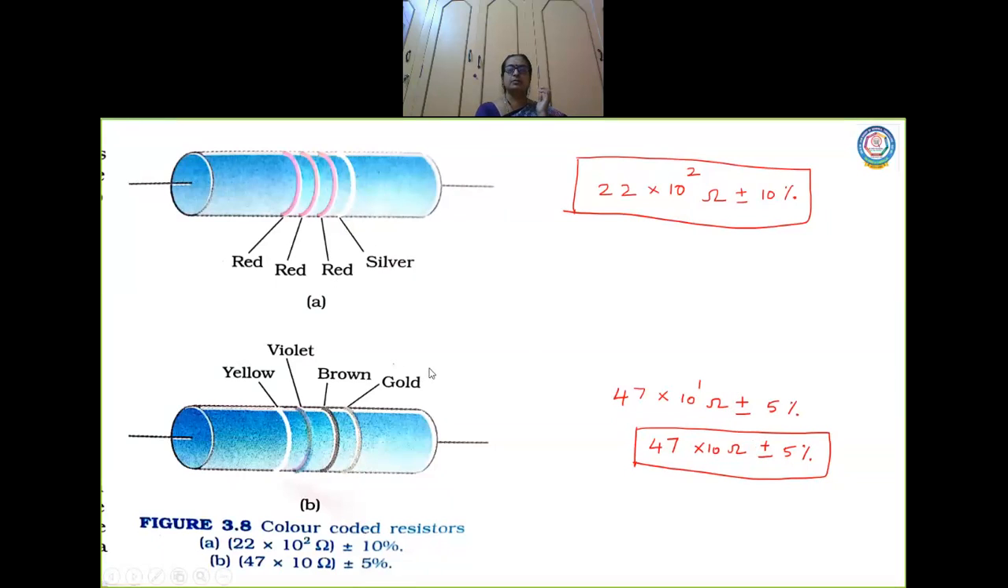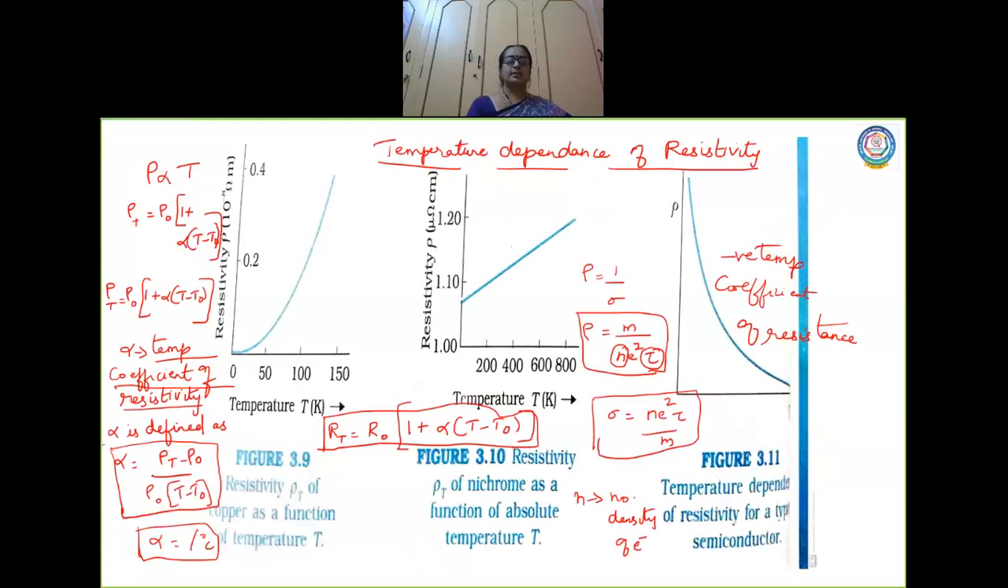Tolerance rate: if it is gold, it is 5, if it is silver, it is 10, and sometimes you will not have any ring here at all. In that case, you have to take the tolerance to be 20%. So with the tolerance, you will be able to find out the value of the resistance of carbon resistors. Okay? And next comes temperature dependence of resistivity.